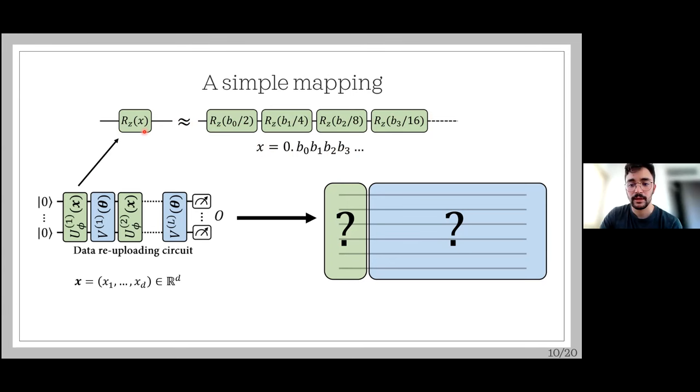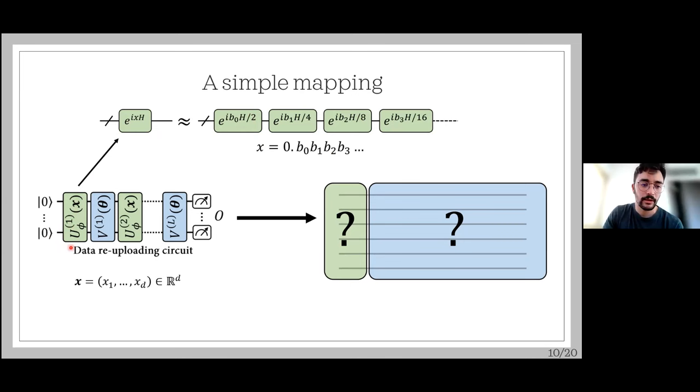Now I can also do another modification, which is to not consider an RZ rotation, but a general Hamiltonian evolution. In this case, all I'm doing is again doing small rotations parameterized by the single bits of X, but now these rotations are with respect to the Hamiltonian evolution H. And this basically allows us to have a general encoding gate that is transformed in this manner.